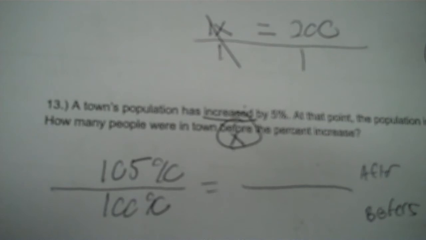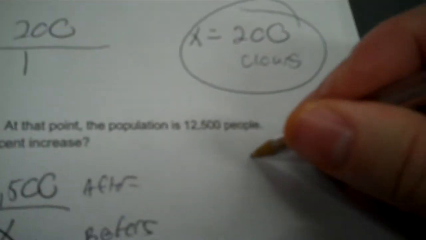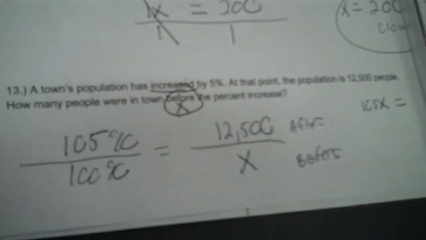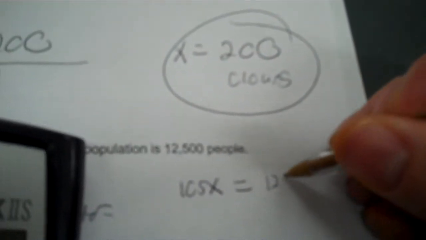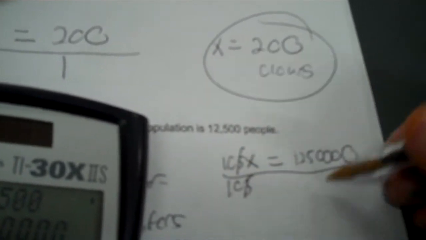Now it says how many people were in town before the percent increase. So I've circled before, because that means we don't know that. So that's X, okay? So X goes here, and don't mix it up. It's always after, before, it doesn't change. And then 12,500 is after. So it's going to be 105x over here. Over on the other side, we take 100 times 12,500. Whoa, big number. 125 and then 4 zeros. And then we divide by 105.